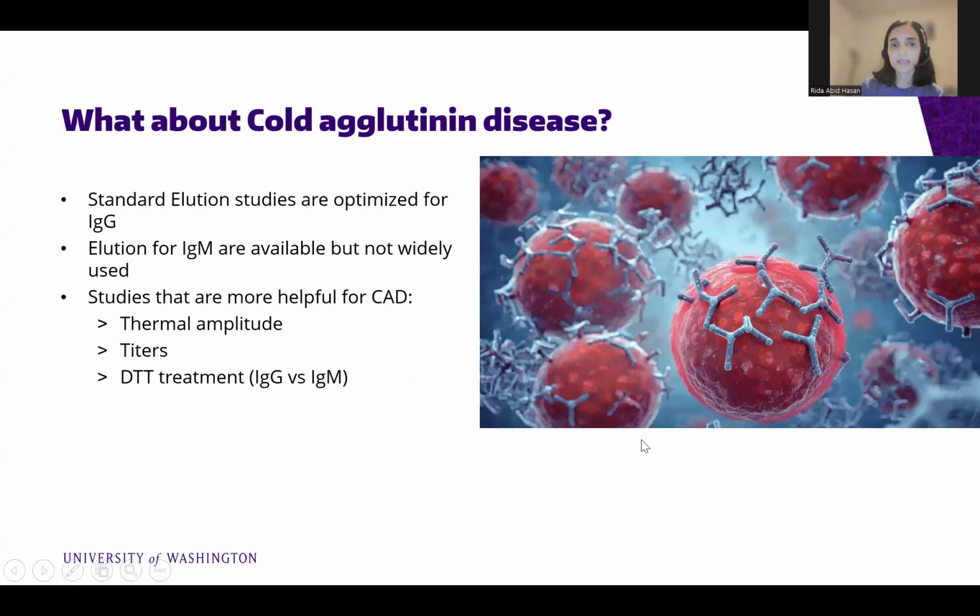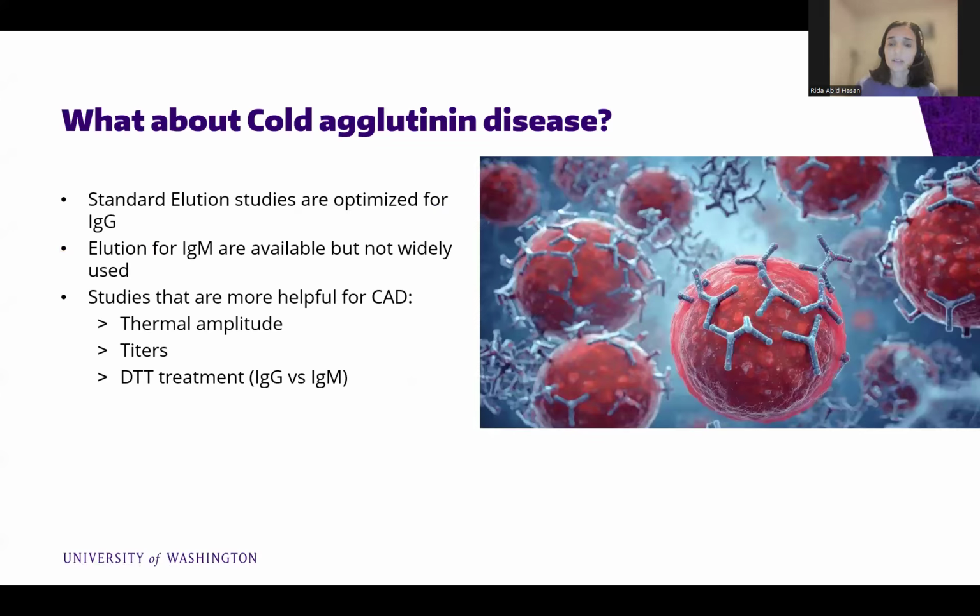And I just want to take a minute to get into this. So cold agglutinin disease, the reason the elution doesn't work on that is because the way the elution is made, it's really just optimized for IgGs. There are solutions for IgMs that are available, but they're extremely difficult, very technical to carry out, and a lot of labs don't do them. There is potential send-out testing that you can do, but most places don't do them.